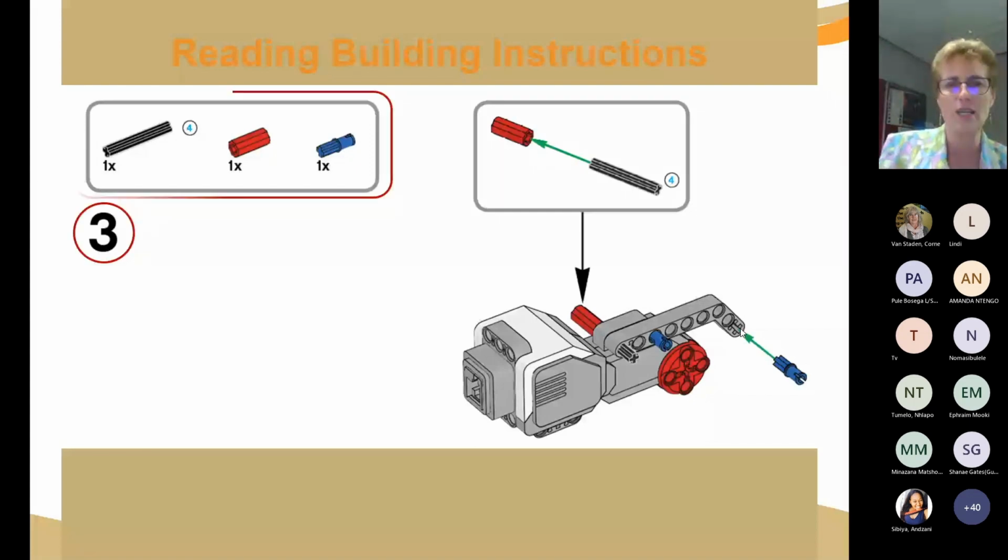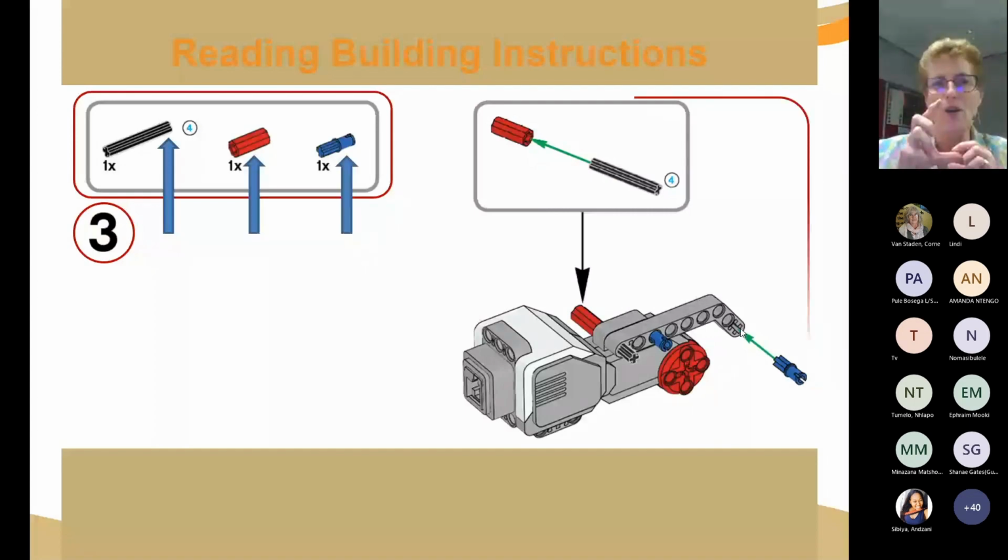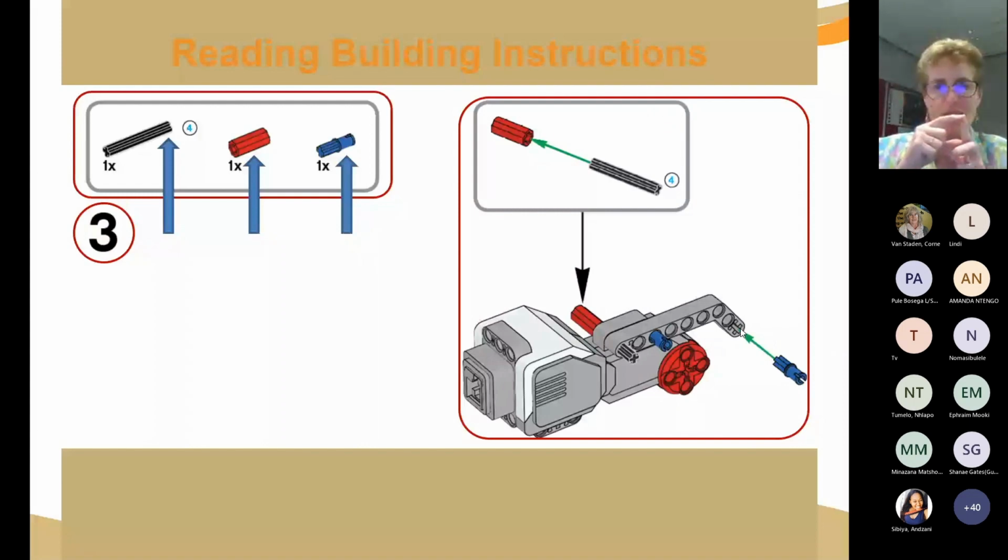Those are the components you need. There it says it's of length 4. You need one of those, and you need one of those. Just by way of how do you find out how long an axle is? You hold it against the beam. I'll show you now. And the number of holes that it covers is the length of your axle.